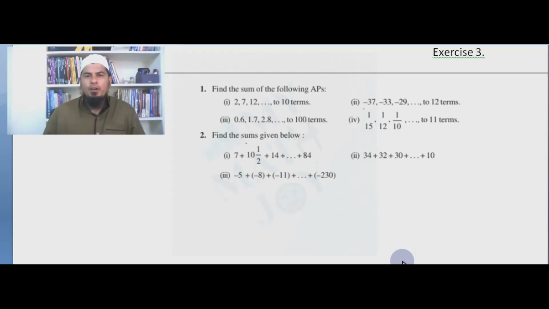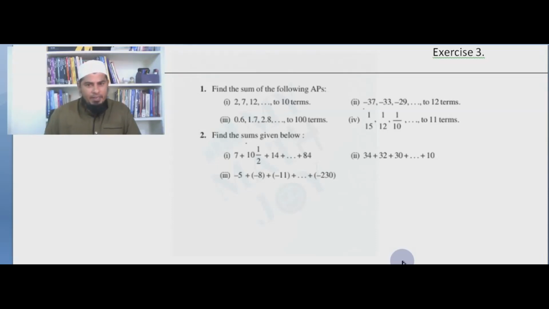Hope you have gone through the previous video, and that is a must, you have to come in the series. In the previous video lesson we grabbed all the knowledge and model questions which may be asked on the formula Sn is equal to n by 2 into 2a plus n minus 1 into d. So we are now moving to the questions. Question number 1 says find the sum of the following APs.